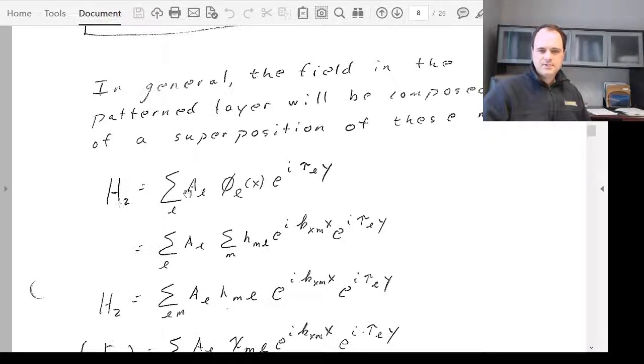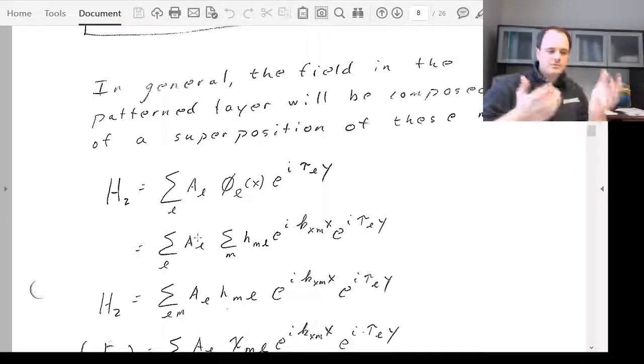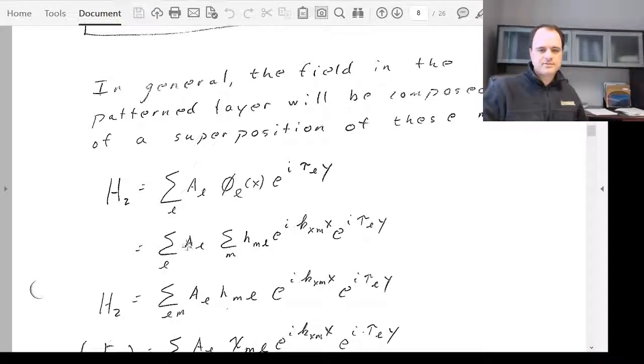So h sub z in general is given by this right here. So it's a combination of all these different modes where we've taken all the different modes with their y dependence and x dependence, and for each of the different eigenvectors, you might have different contributions of the fields from those different modes. And these coefficients A sub L represent that, the different contributions of each one of those eigenmodes. All right? So really, these are the unknown expansion coefficients of those h sub z eigenmodes.